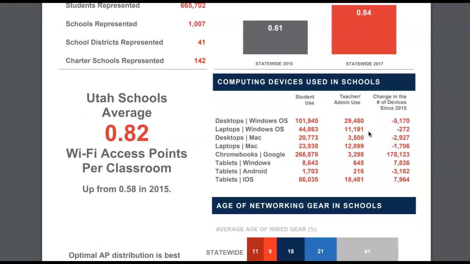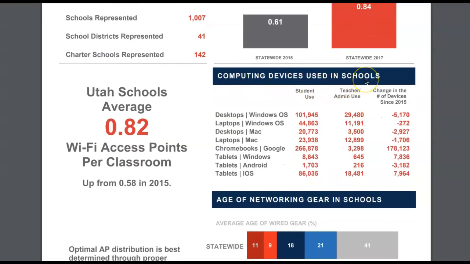All right, as we scroll down, we can see what kinds of computing devices are being used in those schools. And as we look at that, you can also see on the right-hand side the change in the number of that type of device. So we can see that the number of desktop computers has dropped dramatically in the last 2 years. The number of laptop computers has gone down. Number of desktops that are Macs have gone down. Laptops that are Macs have gone down. This is the number to pay a lot of attention to.